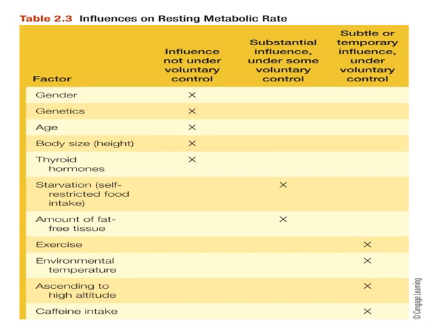And finally, factors that have a subtle or temporary influence and are under voluntary control include exercise. Exercise greatly increases your resting metabolic rate. Also, the environmental temperature. If you're really cold, your body might expend energy to try to warm itself up. Going to higher altitudes will increase resting metabolic rate by an estimated 15 or 25%. That is significant. It is transient, and resting metabolic rate will return to normal 1 to 3 weeks after returning to sea level. Caffeine intake can increase resting metabolic rate for a period of time.